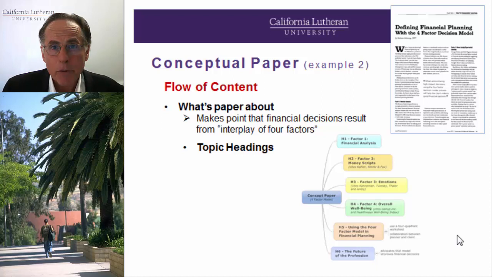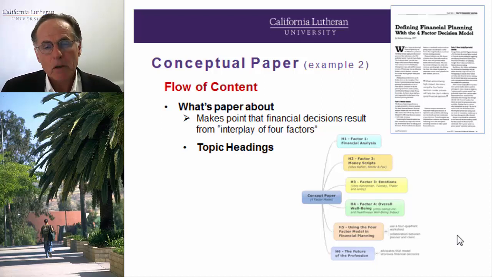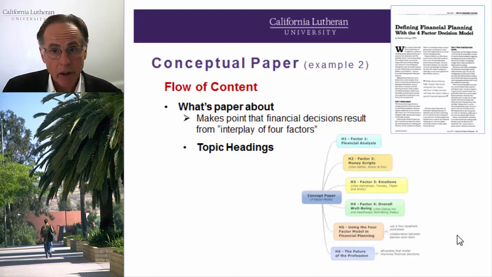In this paper, the author integrated his secondary research in the 2nd, 3rd, and 4th topic headings. That clearly made sense, considering the flow of the paper, as each of the 4 factors were systematically explained. So the 2 unique insights or concepts that the author brings to the table are: 1, decisions reflect the interplay of these 4 variables, and 2, decision-making can be improved when the planner sits down with the client and walks through each of the 4 issues, or what he calls quadrants.